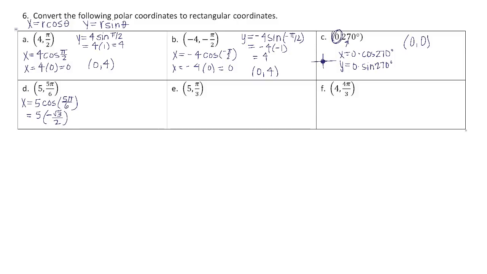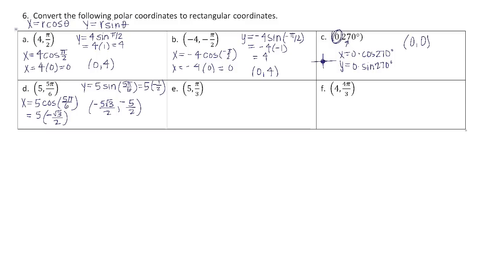And then we're going to go ahead and do the same for our y coordinate with sine. So we're going to have y equals 5 sine of 5 pi over 6. And so that's going to give me 5 times negative 1/2. And now we have enough information to write our ordered pair. We're going to have negative 5 root 3 over 2, comma negative 5 over 2.